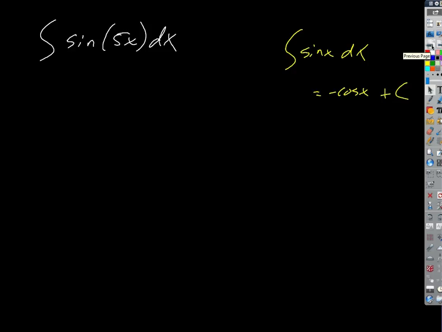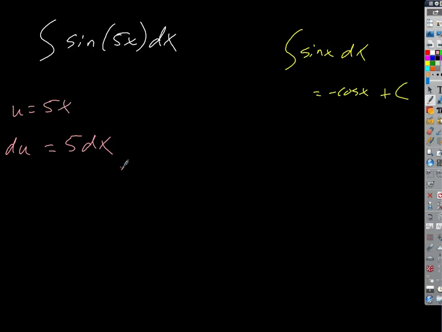What are we going to pick for our u here? 5x, good, because that's what's inside the sine function, right? That's what's complicating things, the fact that this isn't just a sine x, it's a sine of 5x. So if we let u equal 5x, what's du? 5 dx, everybody agree? Okay.